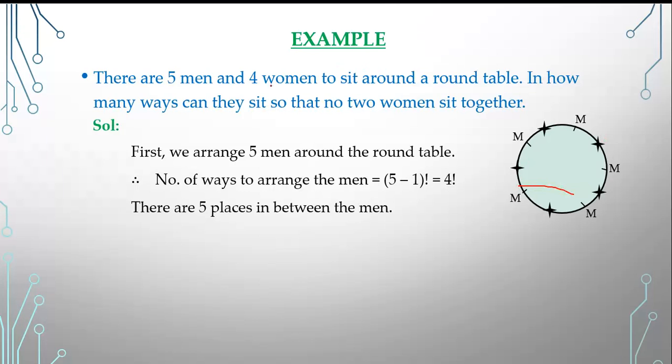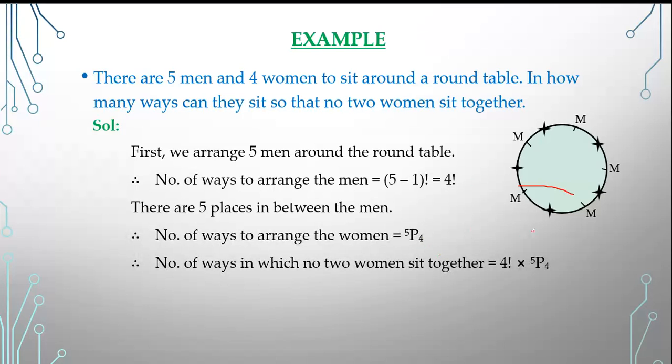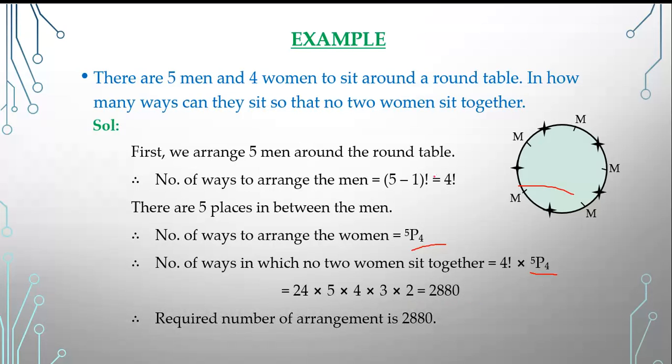But how many women do we have? 4 women are there, and we have 5 places. So 4 women sit in the 5 places so that they can't sit together. The number of ways to arrange the women is 5P4. So the number of ways in which no 2 women sit together is 4 factorial multiplied by 5P4. Our total arrangements are 4 factorial, that is 24, times 5P4, which is 5 times 4 times 3 times 2, that is 120, so 2880. So the required number of arrangements so that no 2 women sit together at a circular table is 2880.